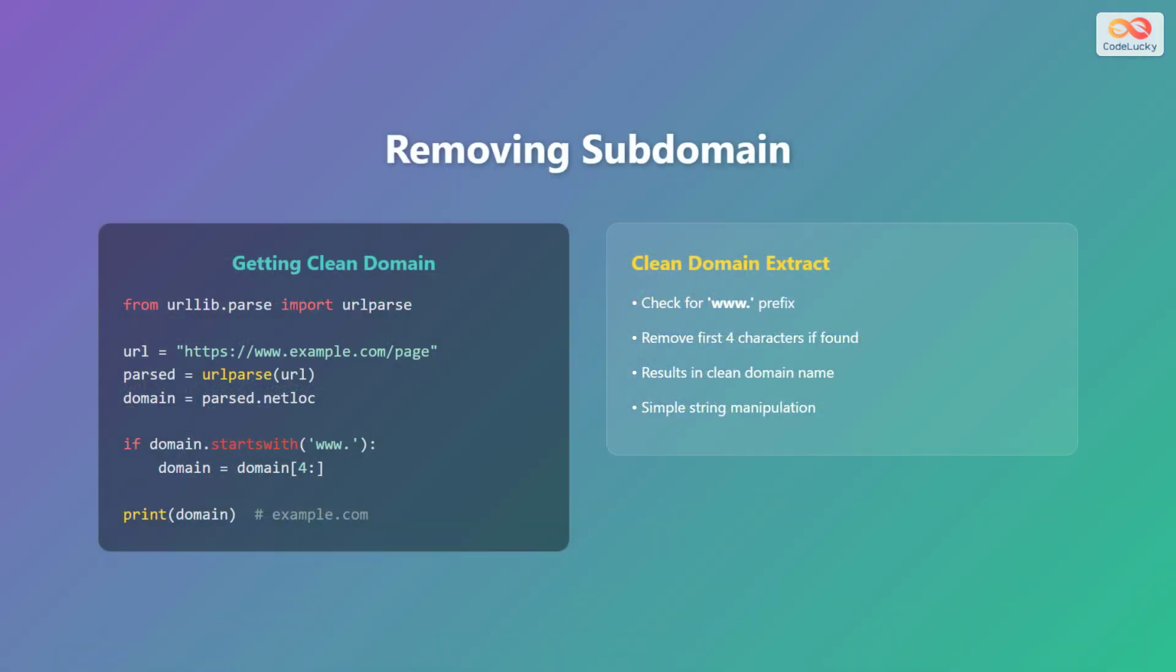To get a clean domain name without the subdomain, we can add a simple check. After extracting the domain, check if it starts with www. If it does, remove the first 4 characters to eliminate the www. prefix. This leaves you with just the core domain name, for instance example.com.